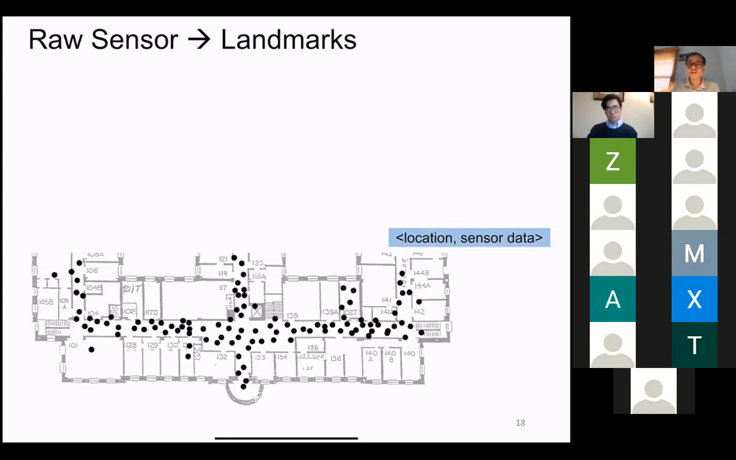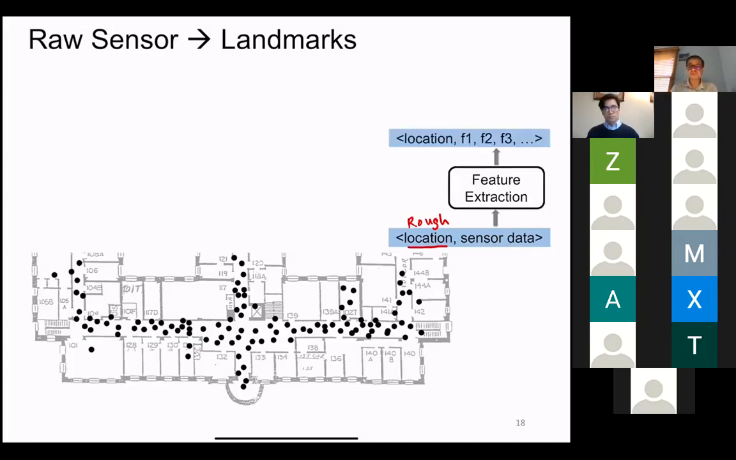Now, as you walk around, or as many people walk around, each one of them is collecting this data. Every data point has a rough location and the corresponding sensor data. And the sensor data is magnetometer, IMU, Wi-Fi, 4G, barometer, temperature, all the data that you have.